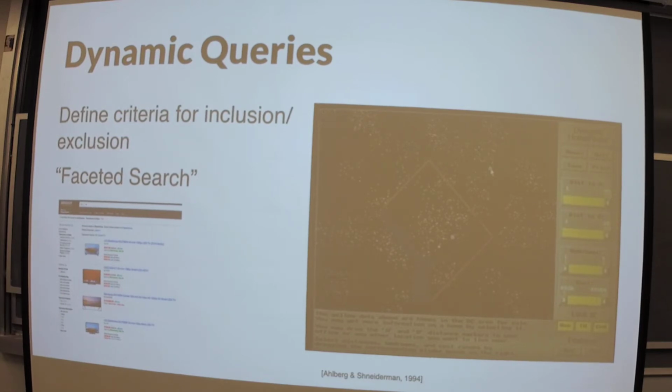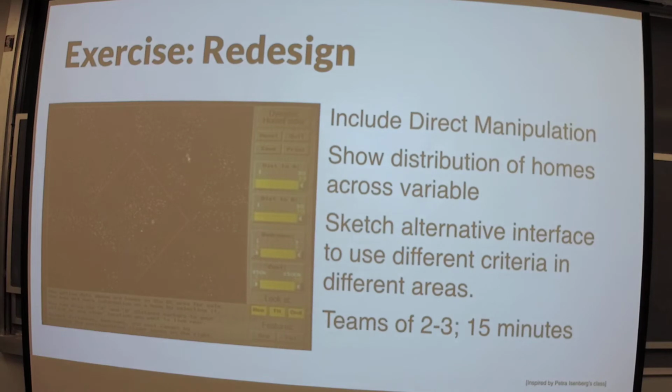Okay, so now I want to do this redesign exercise. I would like you to take this idea of the home finder, and remember, you can specify two different points or multiple points on the map, specify a distance to those points, and then say you want so and so many houses and so on. I would like you to create an alternative design that includes direct manipulation.